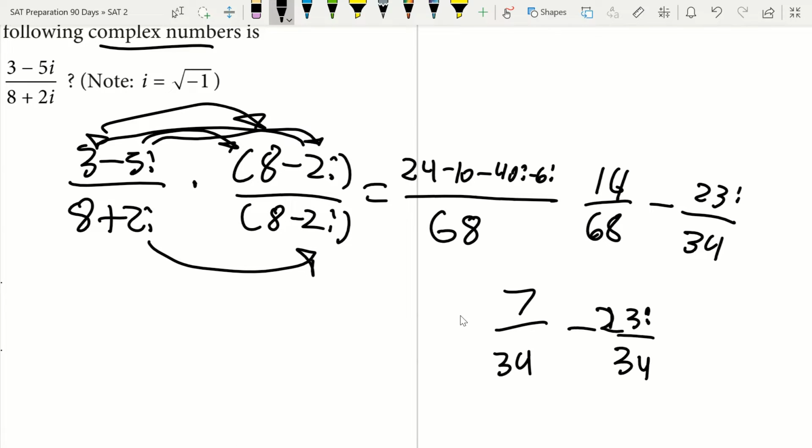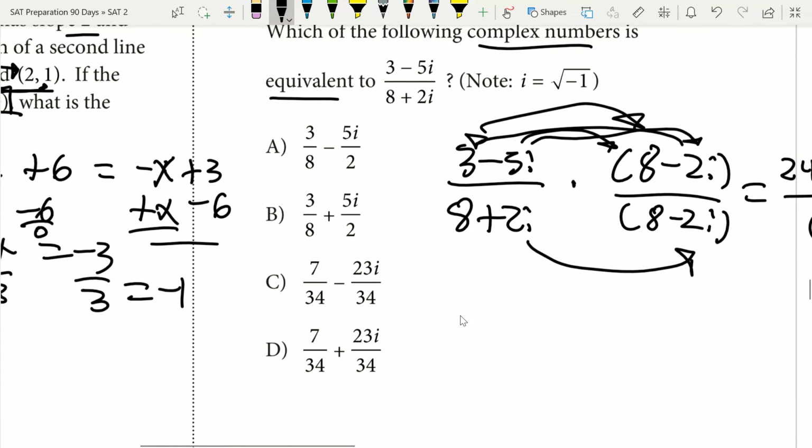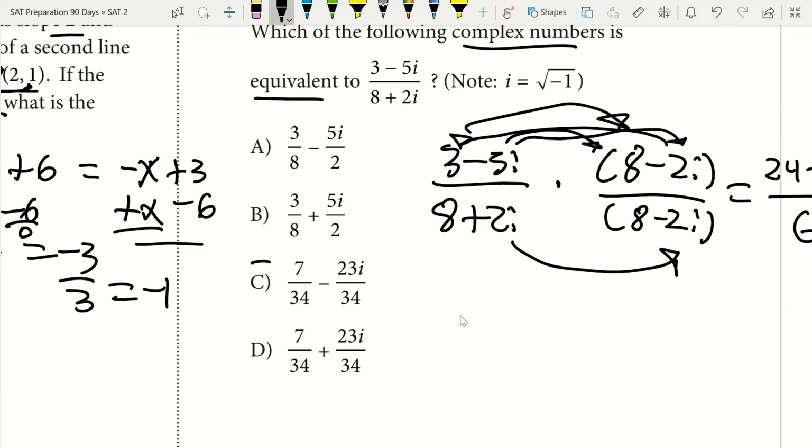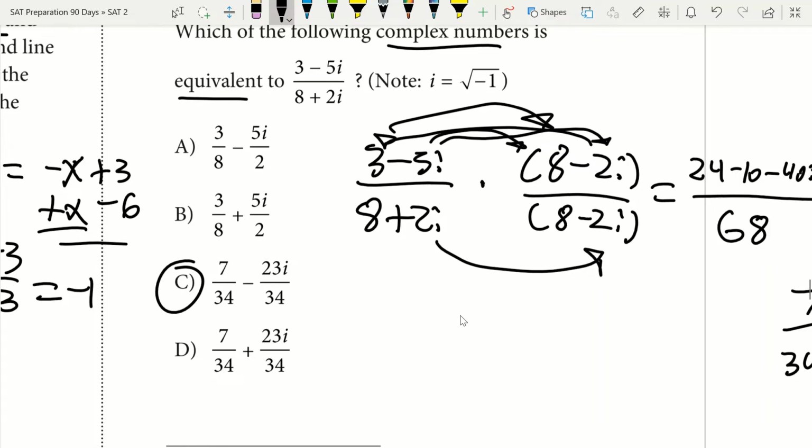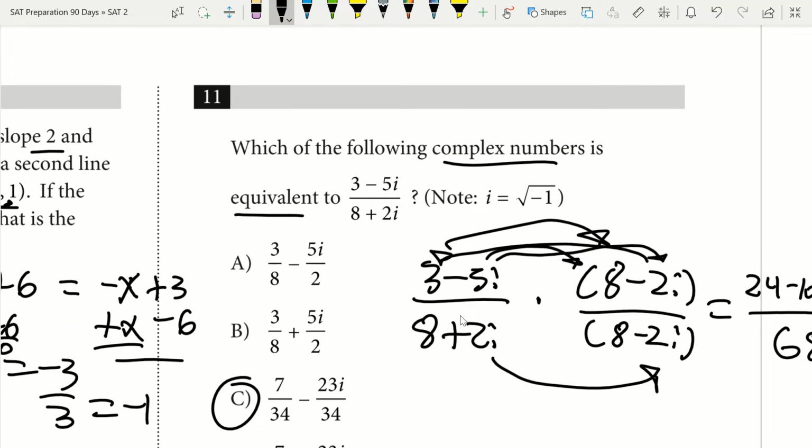Let's look for an answer that has that. Okay, I see that I've got it right here. So my answer there is going to be C. So that's C for number 11.